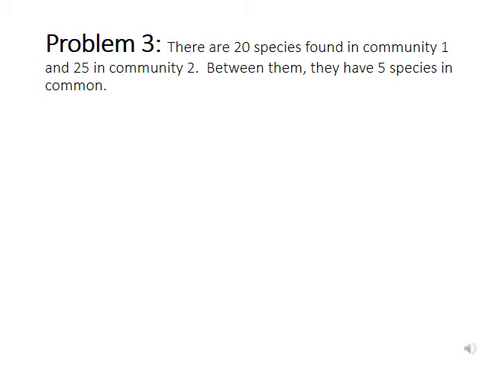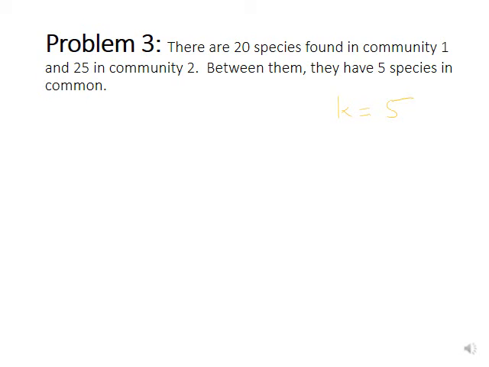The next problem is to calculate similarity or dissimilarity. Suppose there are 20 species found in community 1. We have monitored 2 communities or 2 study sites. There may be 2 plots or 2 quadrats. So we have 20 species found in community 1 and 25 species in community 2. Between them, they have 5 species in common.